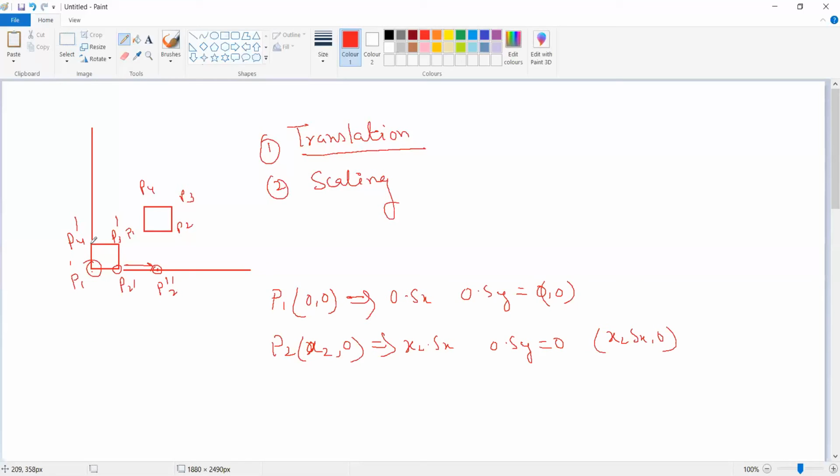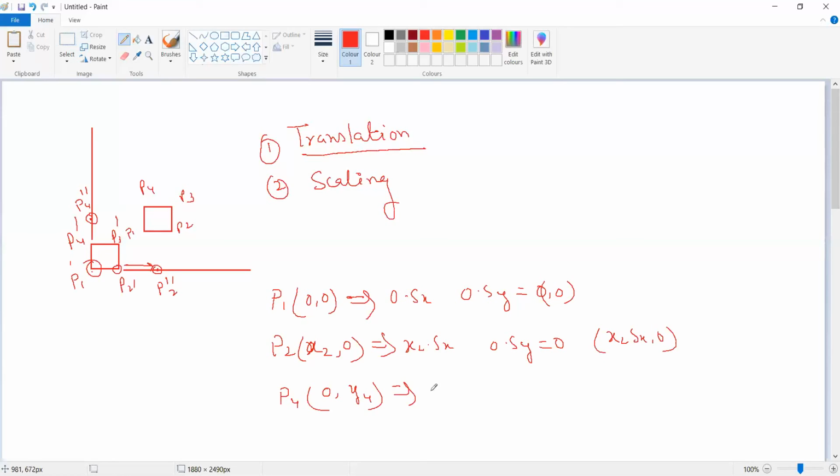Similarly, if you multiply the point P4 with some factor, only y will change, x will not change, x is 0. If it is 1 unit, it will remain in its position, otherwise P4 will change and it will get somewhere over here. So let us say it is P4 double dashed. Okay, so if you consider the point P4, what is P4? 0 and y4.